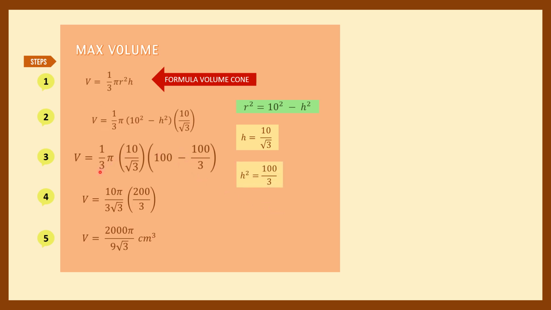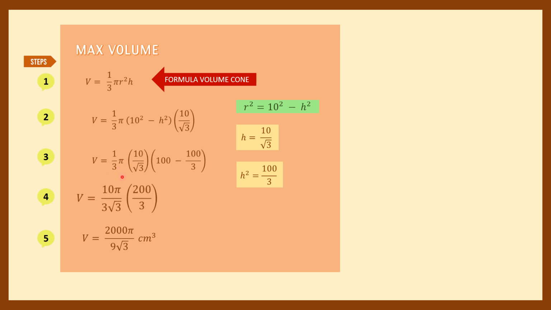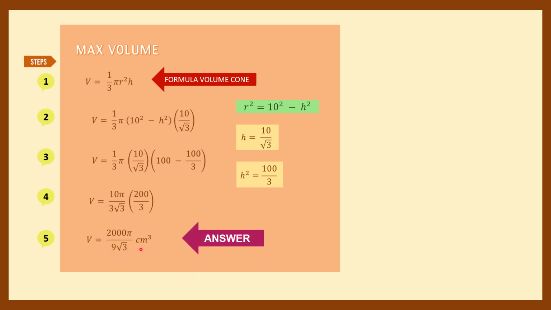Next step is, we have to multiply 1 over 3 pi with 10 over square root 3. So we get 10 pi over 3 square root 3. And then 100 minus 100 over 3 is 200 over 3. So the last step is 10 pi over 3 square root 3 times 200 over 3, which is 2000 pi over 9 square root 3 cm cubed.